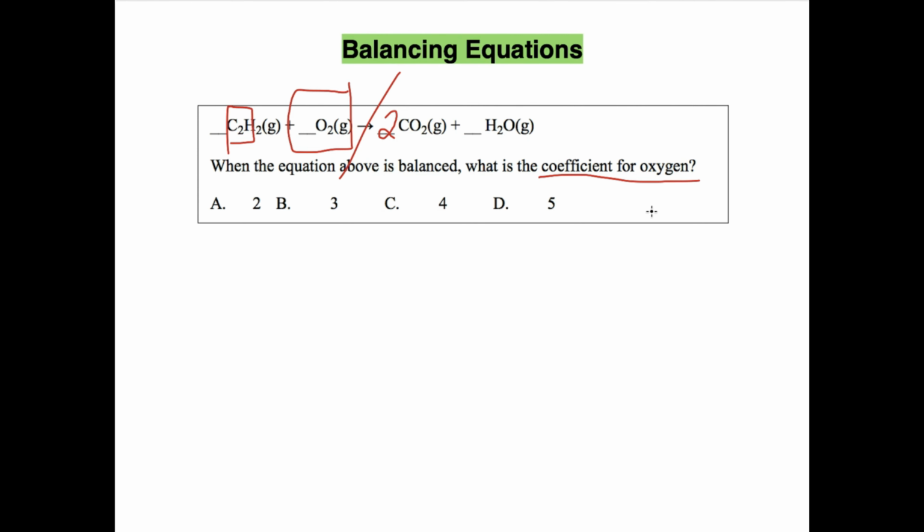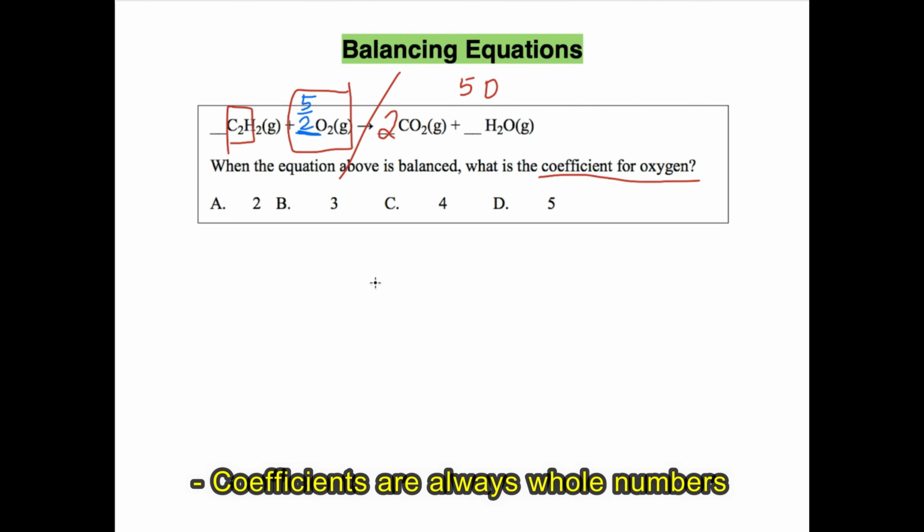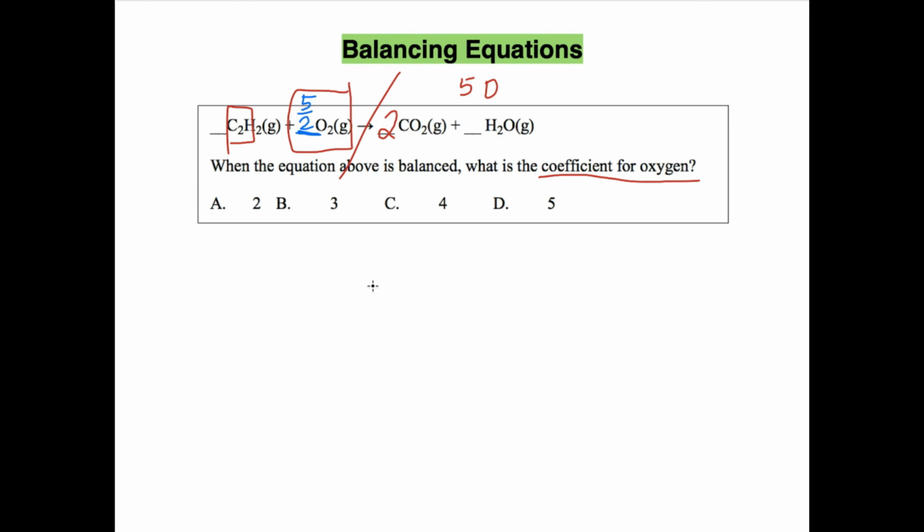This is going to be very easy to balance because oxygen is on its own right here. There are 2 oxygens on the left-hand side, but there are 5 oxygens on the right-hand side. I need to make the number right over here to be 5. How can I make that 5? If I put a fraction, 5 over 2, right here, then I can make 5 oxygens on the left-hand side. But is this possible? No, every single number needs to be a whole number, right?